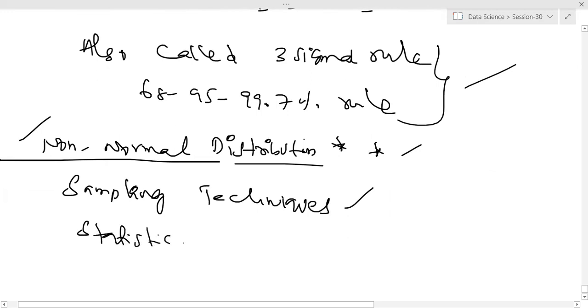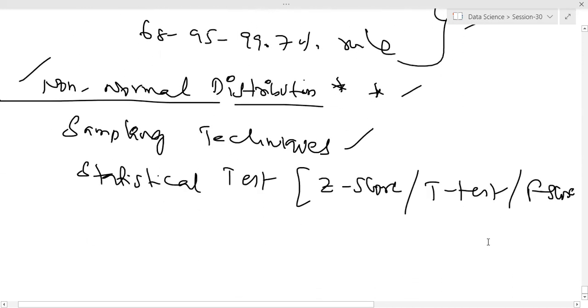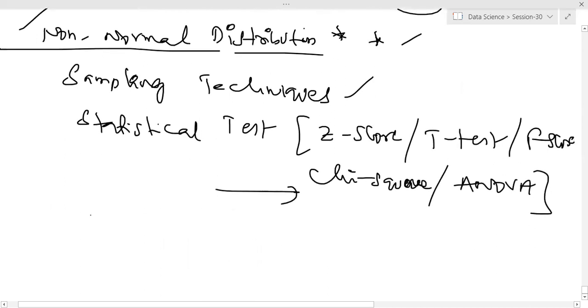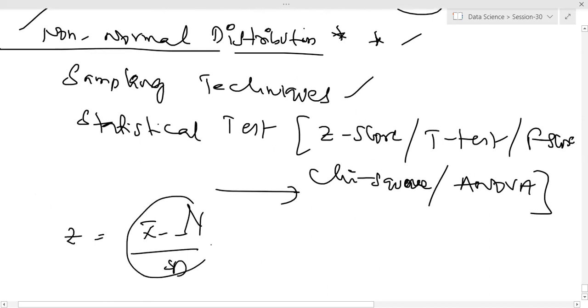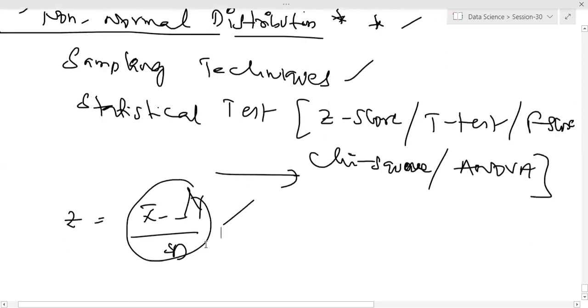One more thing I need to cover is the statistical tests, friends. I will introduce you to the Z-score, T-test, F-score, simple things only. We are not going into all the implementations. After F-score, we have chi-square. This mean plus standard deviation we have done in the Z-score, no? What is the Z-score value? Yeah, the normalization and standardization discussion. That is how we need to learn, friends.